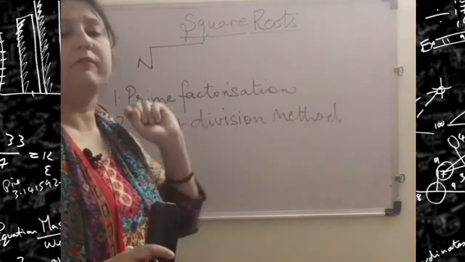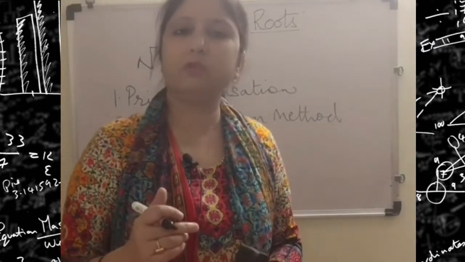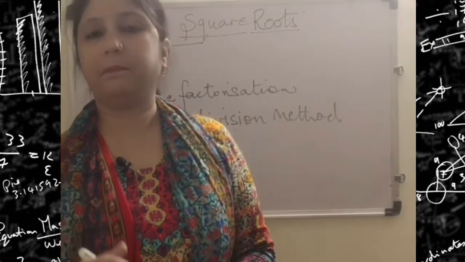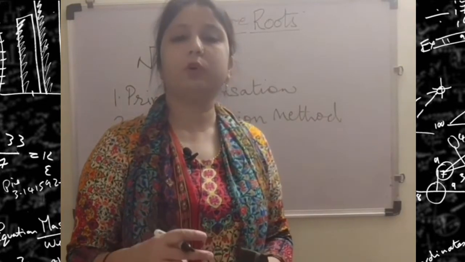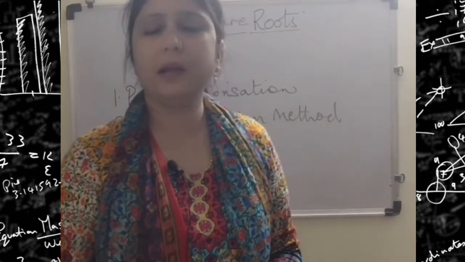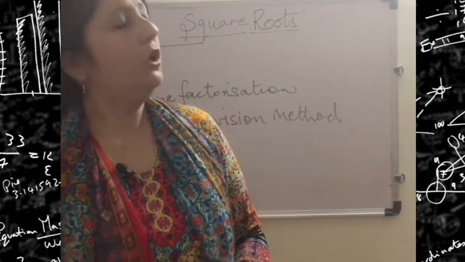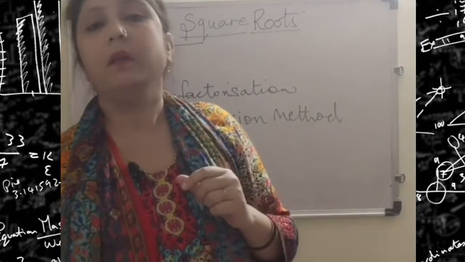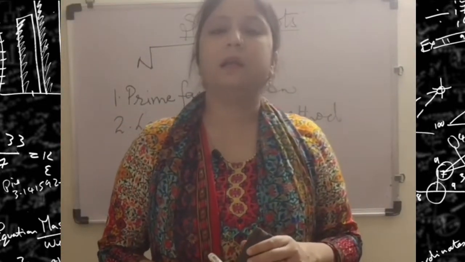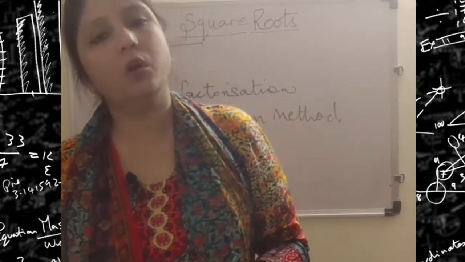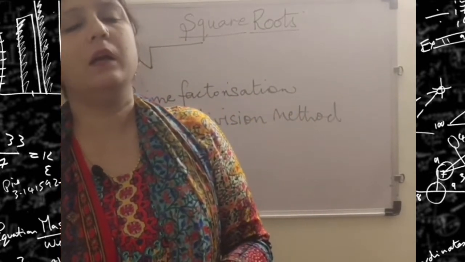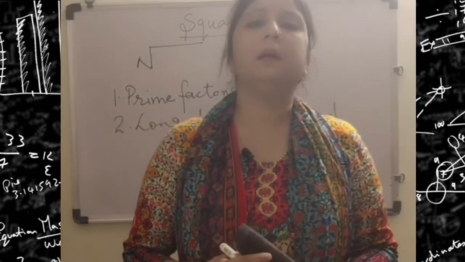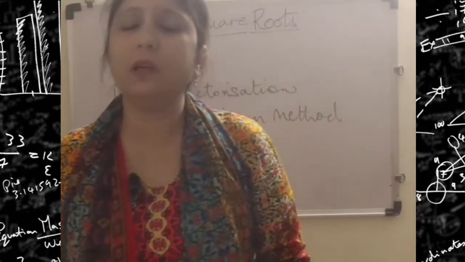In the method of prime factorization, earlier also we discussed that we make use of prime numbers, and prime numbers are the numbers that have got exactly two factors, the one and number itself. So by using the prime factors, we will find out the square root of a number. Later on we will discuss about long division method. Let's take one example where we have to find square root of a number by using prime factorization method.